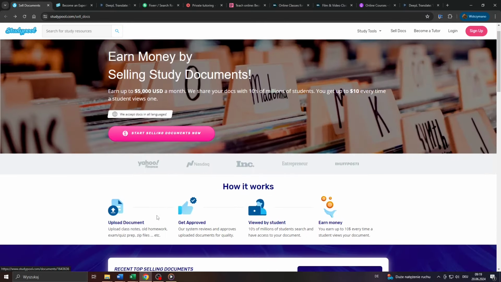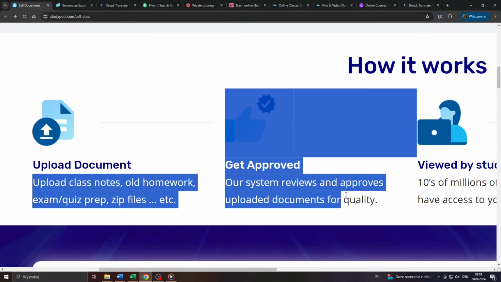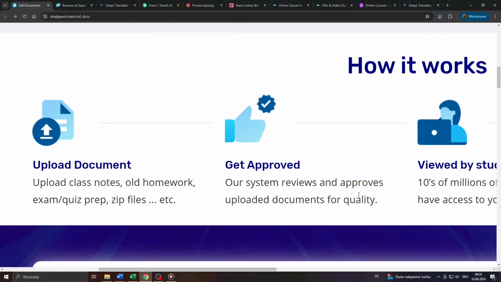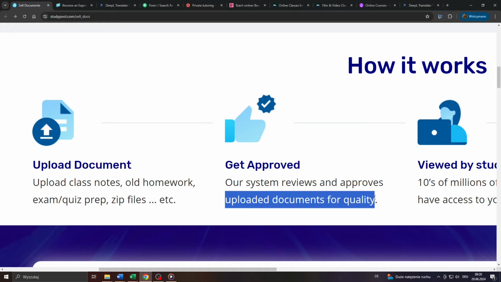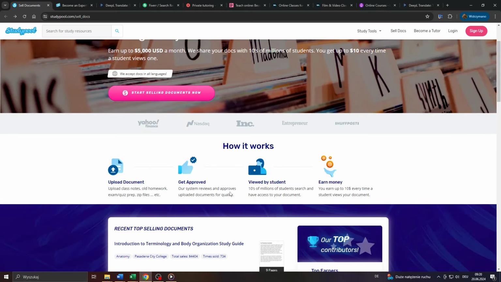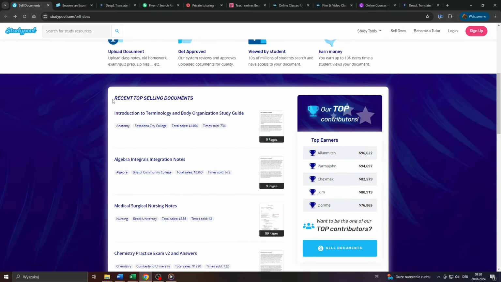Because, guys, each study document you submit for publishing gets reviewed by the team of reviewers here on StudyPool first, so that they can make sure that you don't publish and upload homework, for example, or study documents that don't come with any visible value for their students. And once approved, your study document will become discoverable and searchable under specific search terms and in a specific category and subject here on the marketplace of StudyPool.